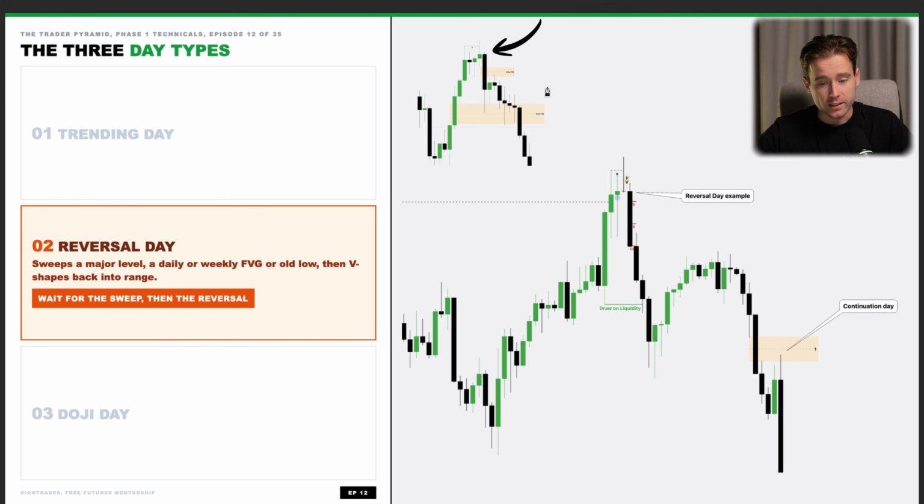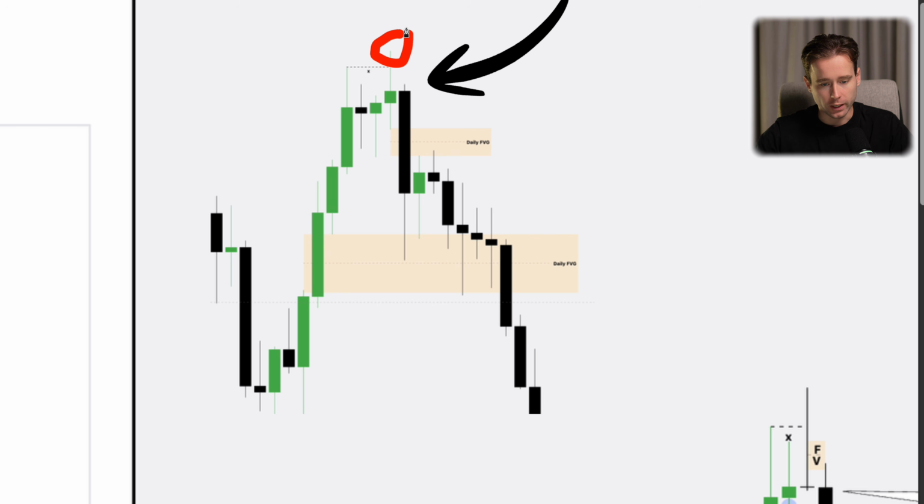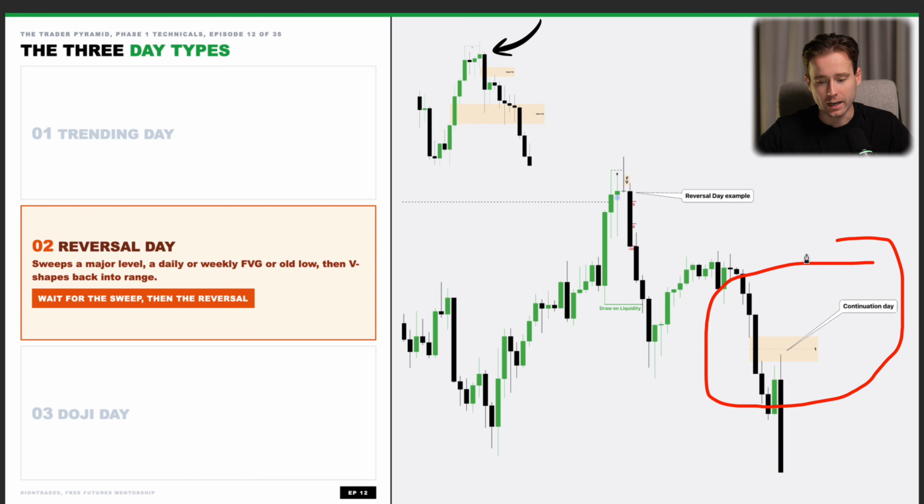If we build on this example, what if we look at the next day? Because if this is the reversal candle, then this black candle is the trending day, is the highest probability day. So let's zoom in on that. This is the reversal day example. And now we're going to zoom in on, okay, what happens the day after in the highest probability day?